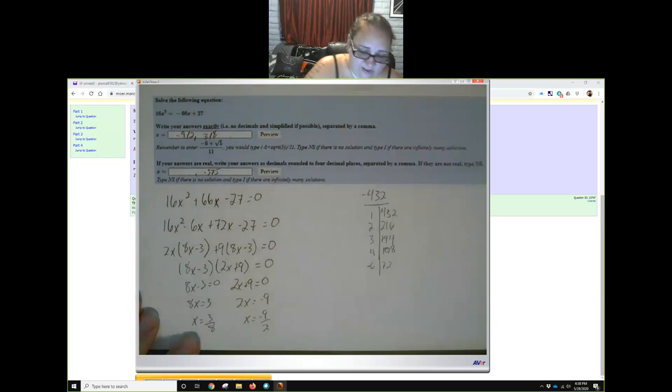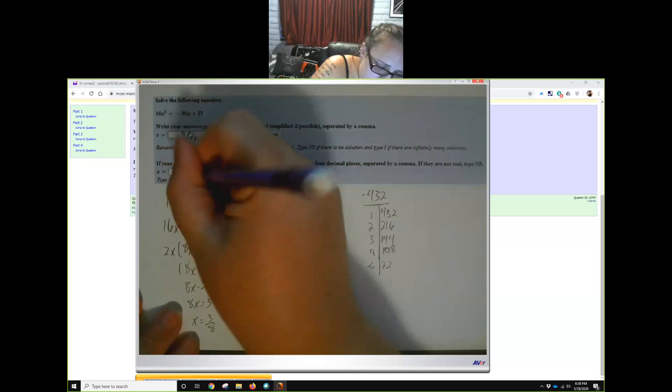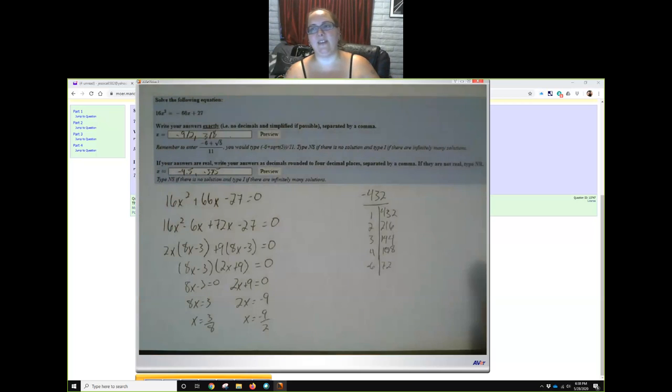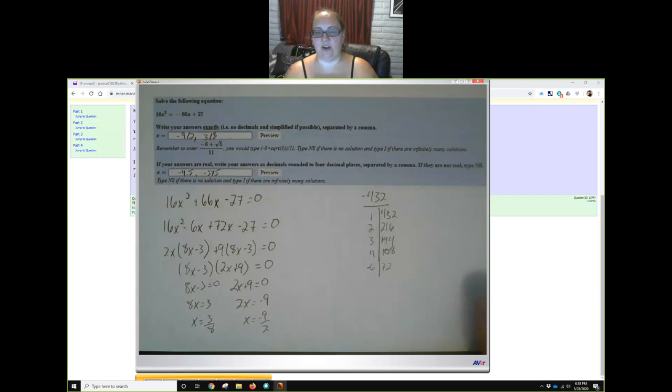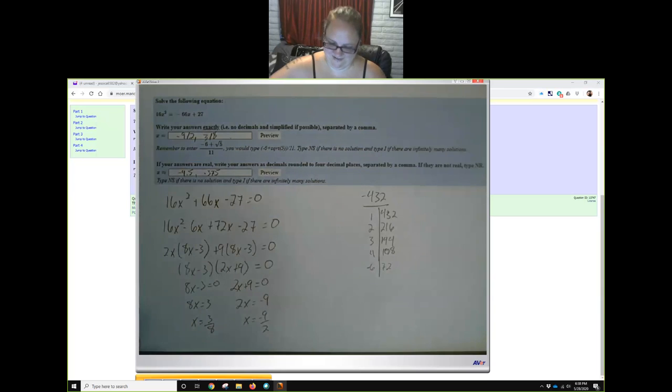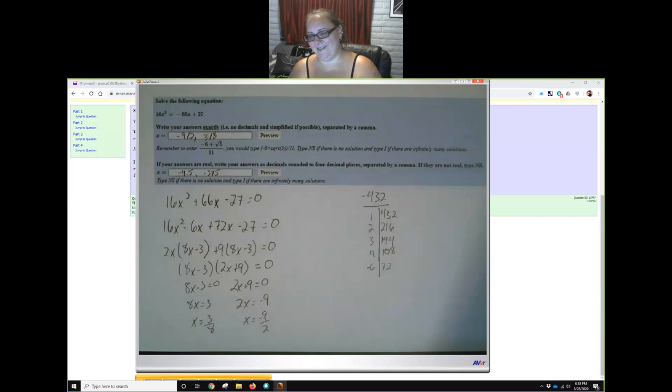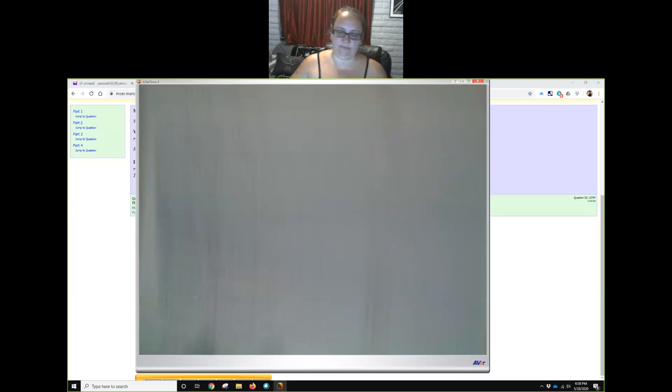Negative 4.5. I feel like I knew that one. You know that moment where you're like, why am I putting this in the calculator? I know what this is. It's a decimal. And you're still putting it in the calculator while you're asking yourself that question. That was me right now. Everybody good? Okay.